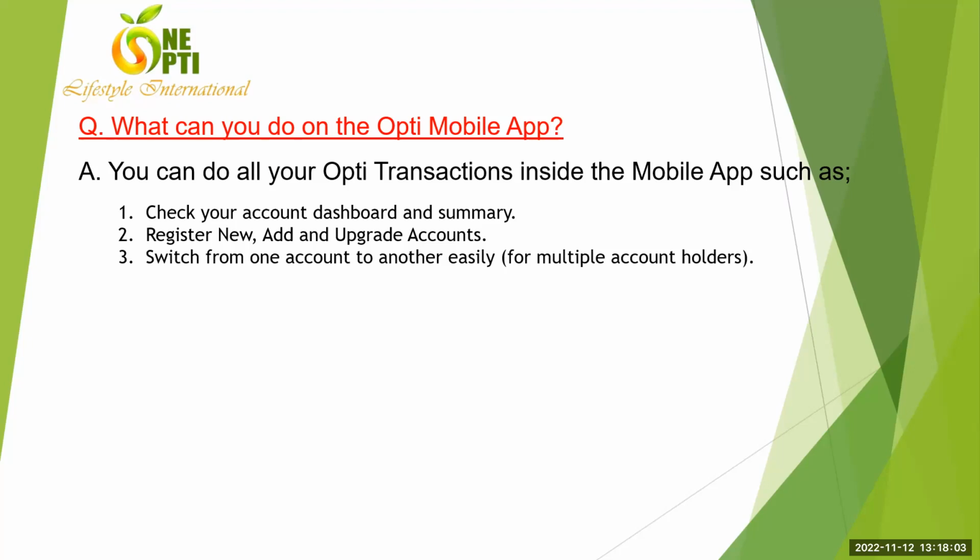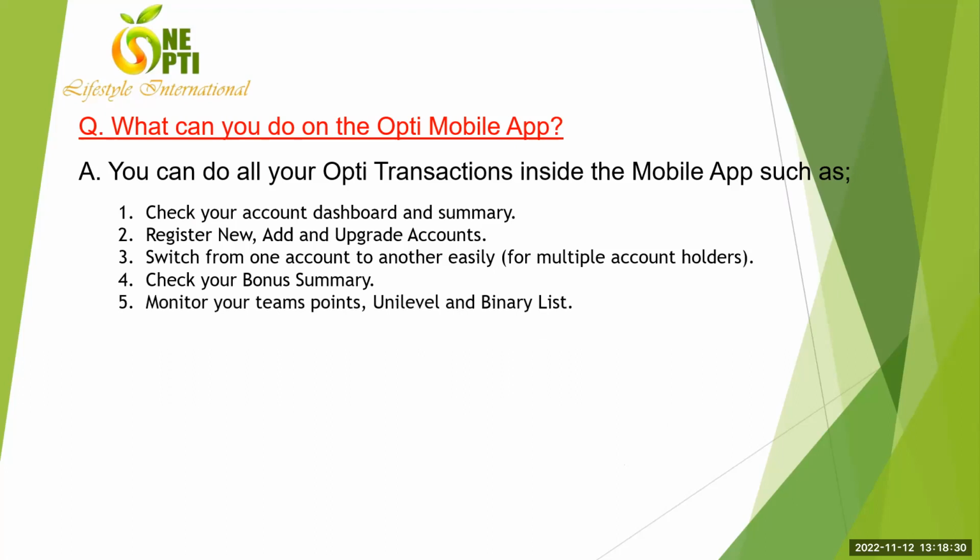This is applicable if you have multiple accounts, because as we all know, you can have as many as 7 accounts per name here in One Opti. So this will allow you to switch over from your first account, your second, third, fourth, or up to your 7th account. Then the mobile app will also allow you to check your bonus summary. This is basically your earnings. This will also allow you to monitor your team points, unilevel, and binary list, and give you the option to encode and keep track of your unilevel points history.